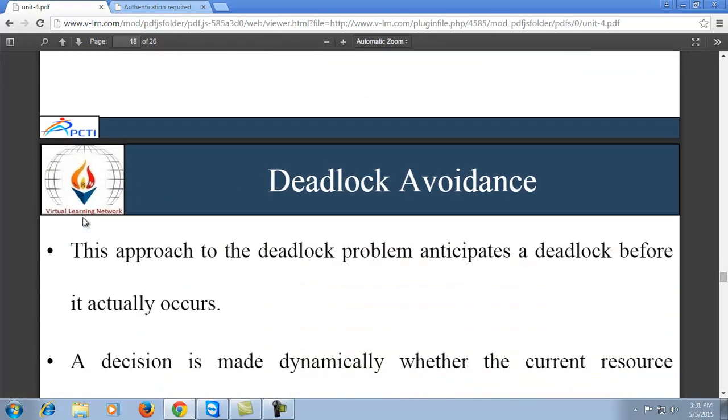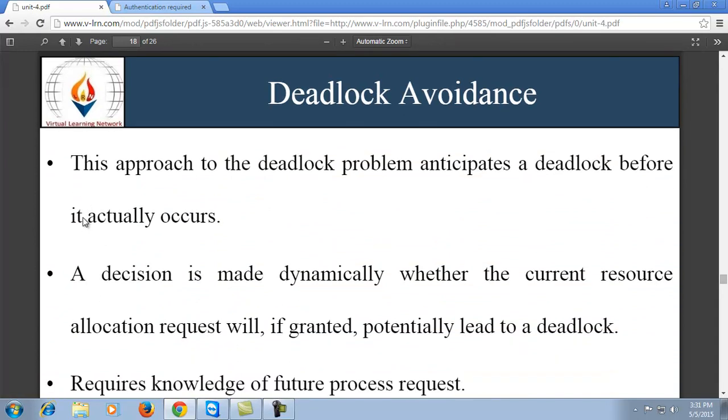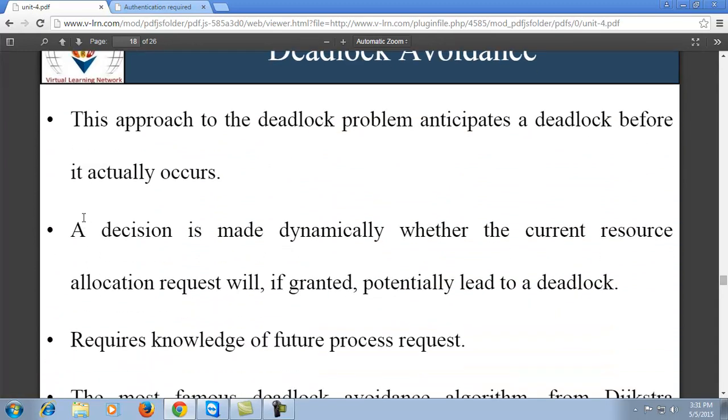The next topic is deadlock avoidance. This approach to the deadlock problem anticipates a deadlock before it actually occurs. This helps us prevent our system from entering a deadlock situation. A decision is made dynamically whether the current resource allocation request will, if granted, potentially lead to deadlock.